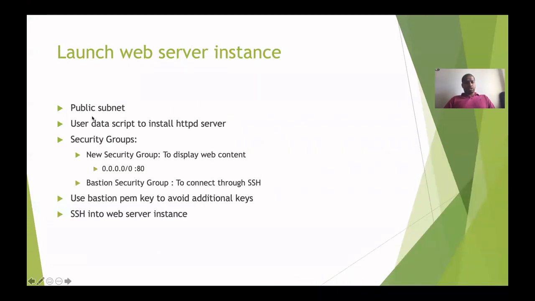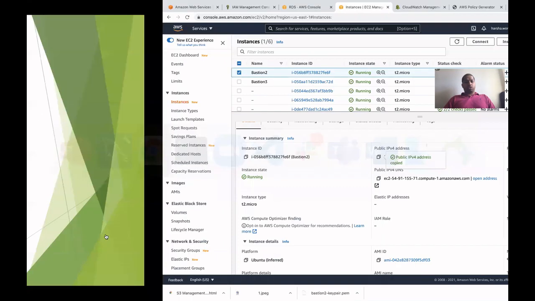Okay, so these are the steps that we have to follow. It should be in the public subnet. I have a user data script that will install the HTTP server, that is the Apache server. And then I need to have 2 security groups for this web server. I'm going to use the default Bastion pem key, or I could create a new pem key, but that will make things complex. So I'm going to use the same Bastion key to SSH into the web server as well. Next we are going to SSH into the web server. So let me do these steps here.